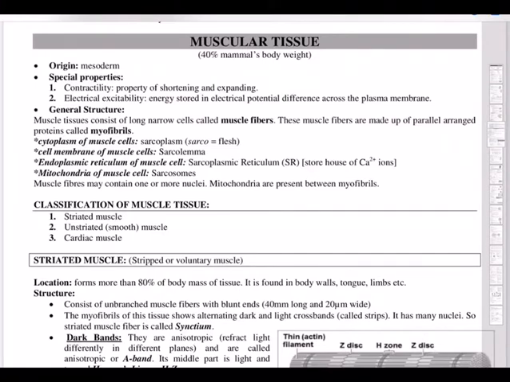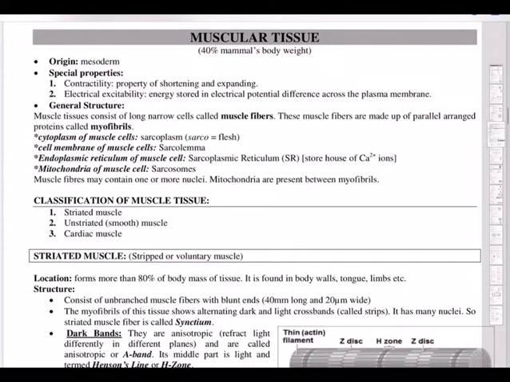The special property of muscular tissue is contractility. That is, the cells of the muscle tissue can shorten, and on return to the original relaxed state, they can become constricted and relaxed. The muscle cells contract in a definite direction. This is the best property of the muscular tissue, contractility. And the second is electrical excitability. It is due to the energy stored in the electrical potential difference across the plasma membrane.